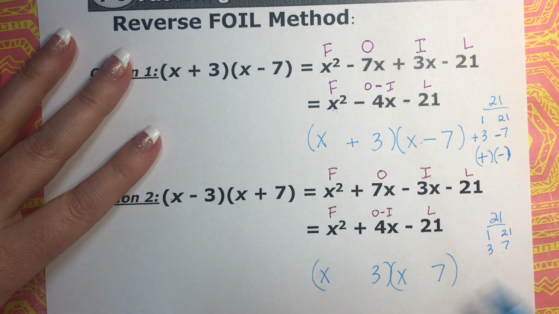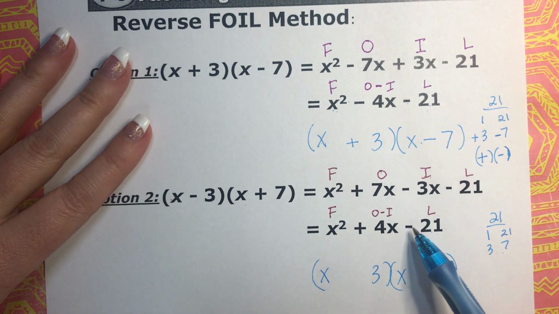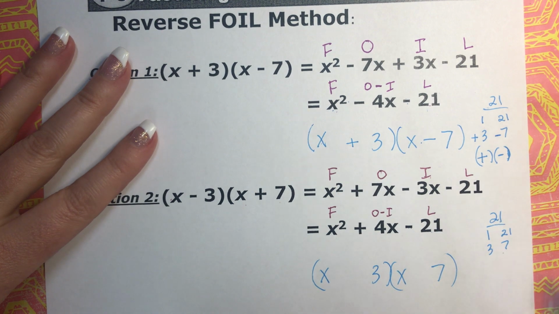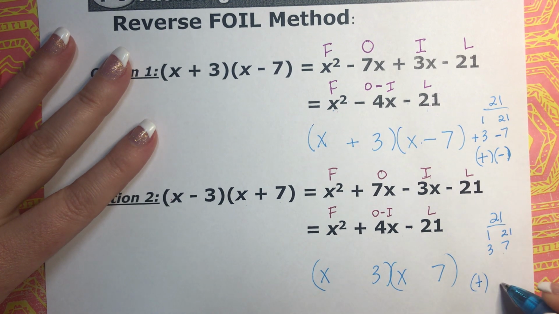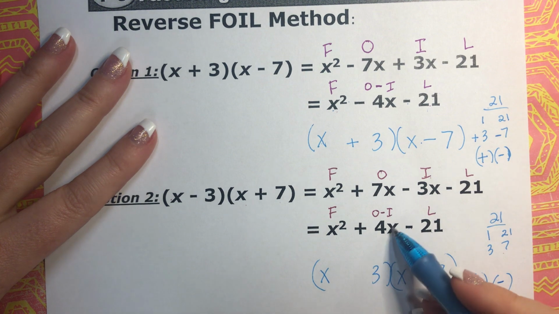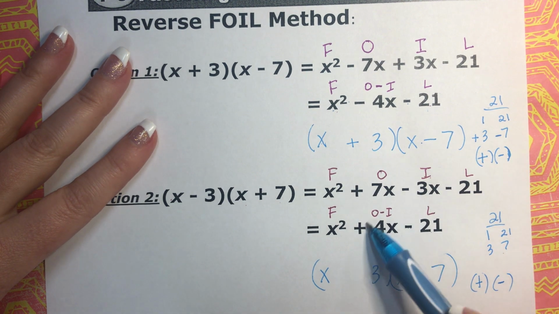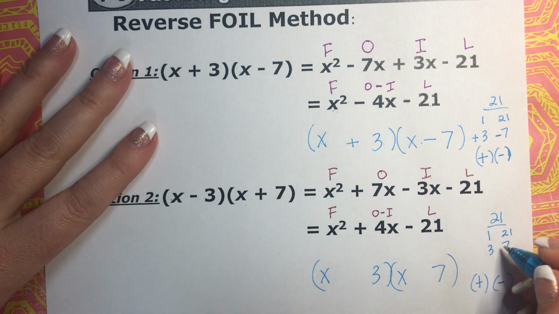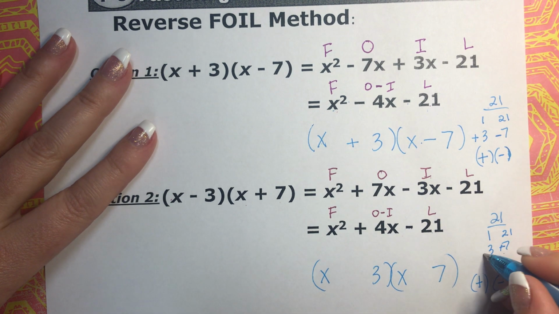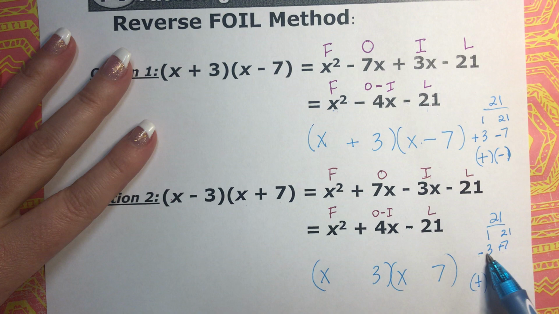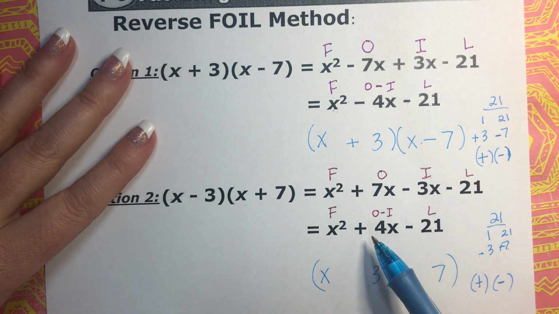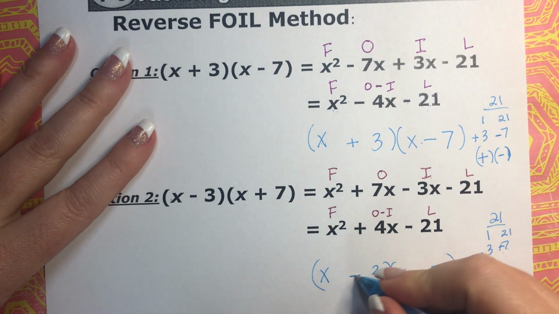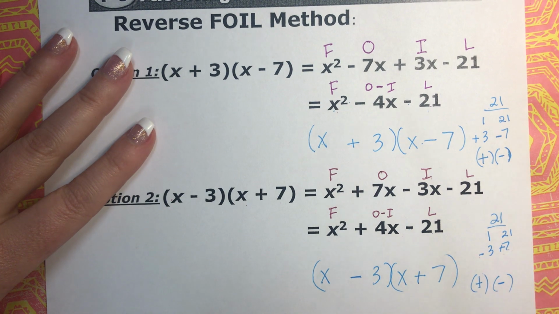And then we need to figure out the signs, right? We need it to be a negative 21, so that means we're going to need a positive and a negative. But we need our answer to be positive. So if we need our answer to be positive, that means the bigger of the two numbers has to be positive. So 7 is going to have to be positive, and 3 is going to have to be negative, because when you go negative 3 plus 7, you get a positive 4. So that's why the signs are different.